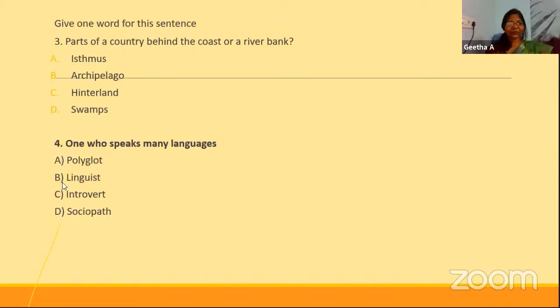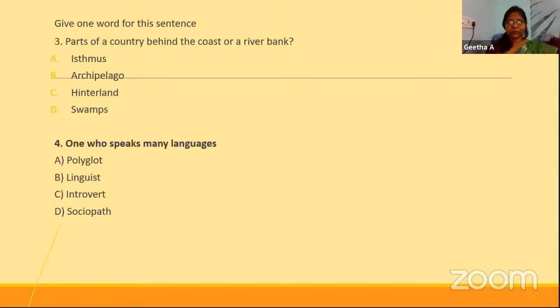So the fourth one, when we move, we have one who speaks many languages. That is polyglot, linguist, introvert, and the next one is sociopath. So what are you going to select? Some of you are selecting linguist, some of you are selecting polyglot, and linguist and polyglot is where the whole thing goes on. Introvert and sociopath is not there. Okay, hinterland and polyglot. So you fix the answer.